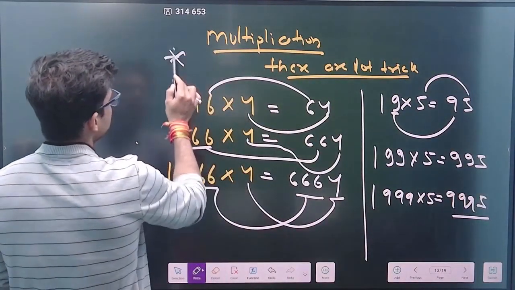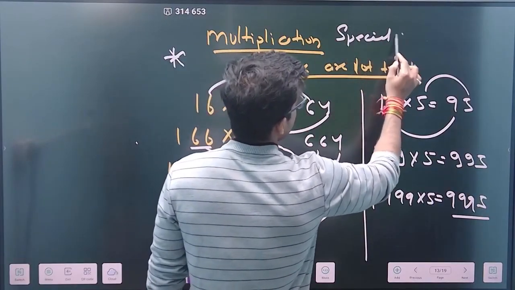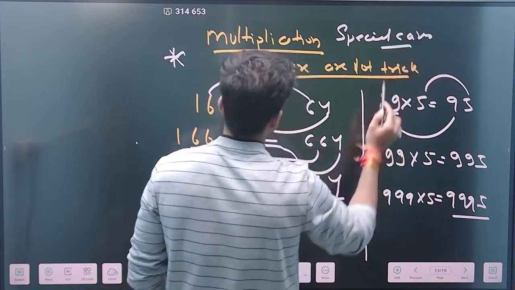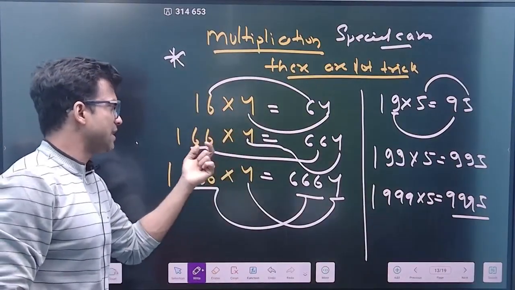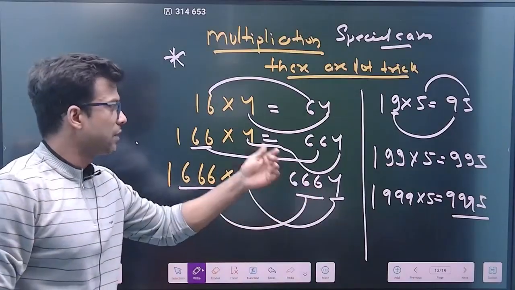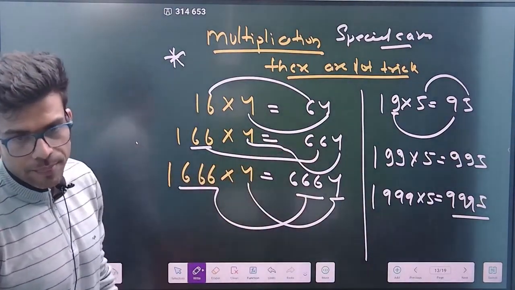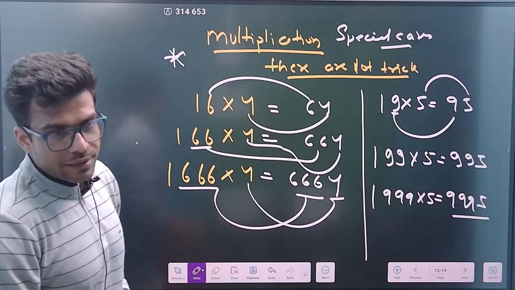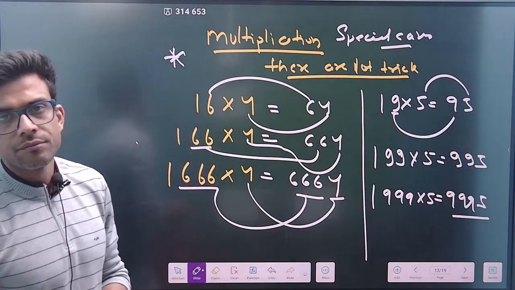These are the special cases, I would say. Special cases where a number multiplied with 16 into 4, or 166 into 4, or 1666 into 4 gives me 6664, 664, a single 64, and the same goes for 19 also. I hope this makes sense. Correct? Everyone clear? No worries.